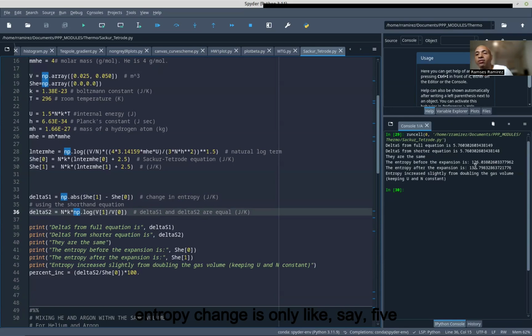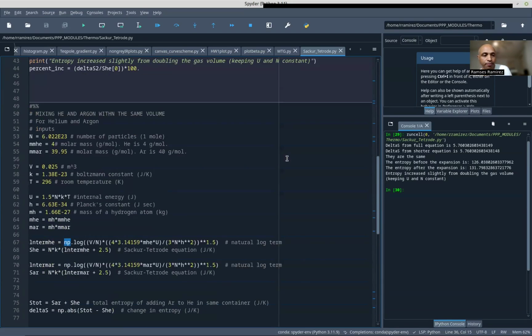So the entropy change is only like, say, 5% or so. From a doubling of the volume, keeping U and N constant, it's only a modest increase in entropy. So it did increase, it didn't double though. Even though you double the volume, you didn't double the entropy. You just increased it like 5% or so. So the entropy increased slightly from doubling the gas volume in this case.